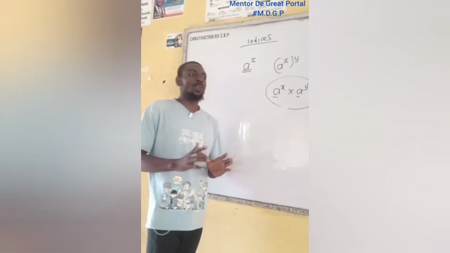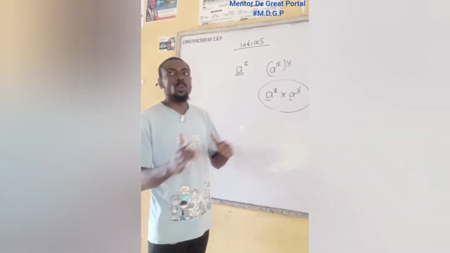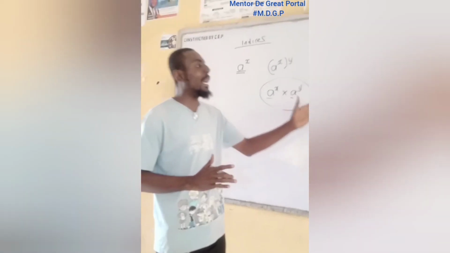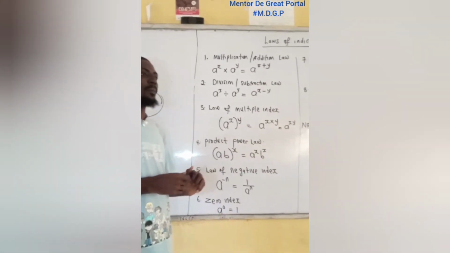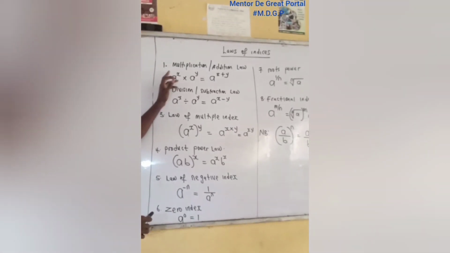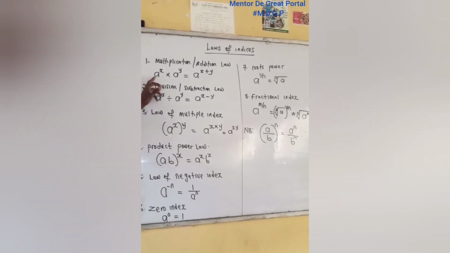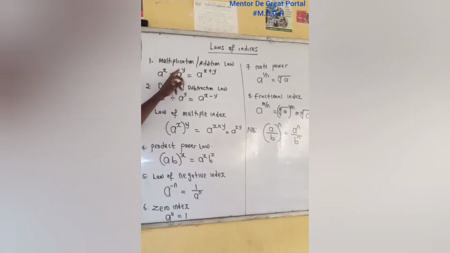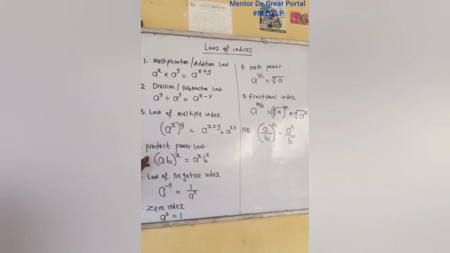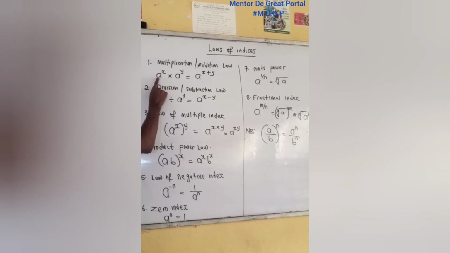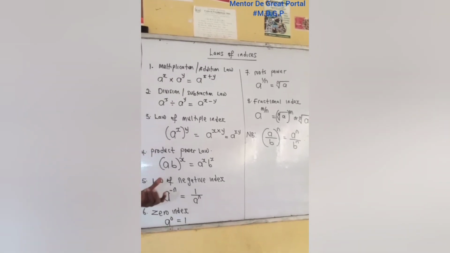Having understood the meaning of indices and the difference between indices and index, I have to introduce to you guys the laws of indices. Number one, multiplication/addition law. A raised to the power x times a raised to the power y is equal to a raised to the power x plus y. What is this law talking about? This is the base. And then the one written on the top is called the power.